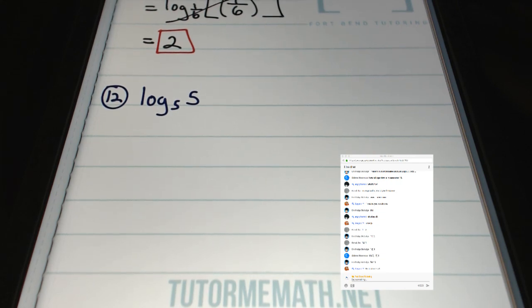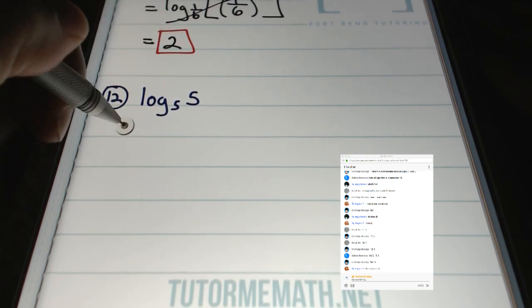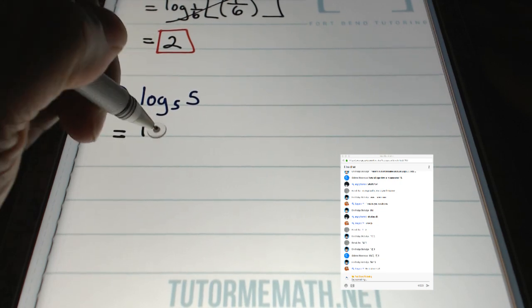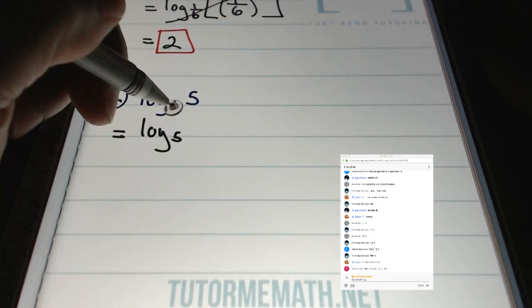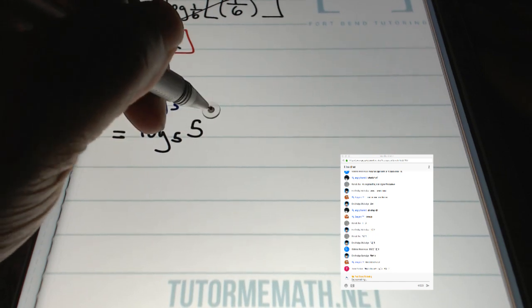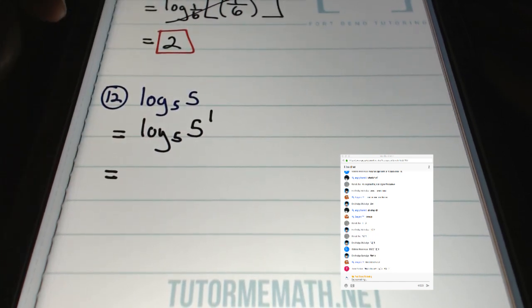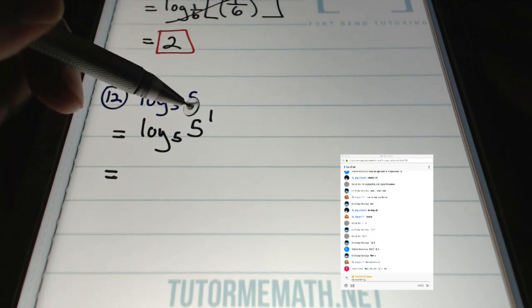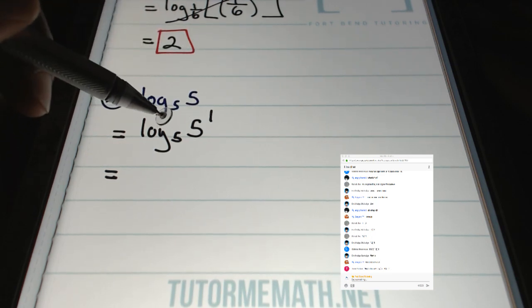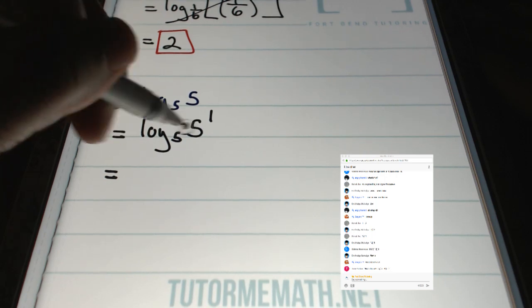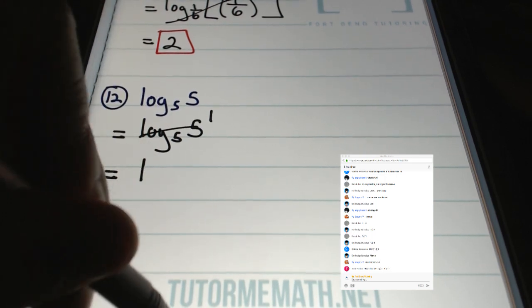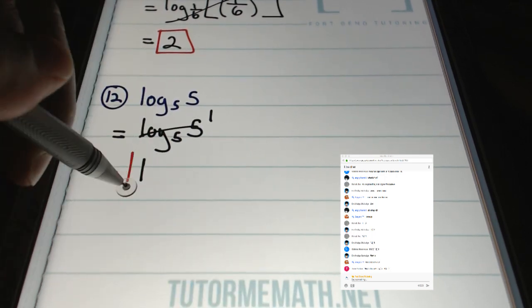Looking at problem number 12, guys, we are going to say, first of all, that this logarithm could be rewritten as log base 5 with the argument 5 raised to the first power. And it's because of that fact that we can use our property that says that as long as the base of the argument and the base of the logarithm are identical, you can simplify that to the exponent, so that gives you an answer of 1.